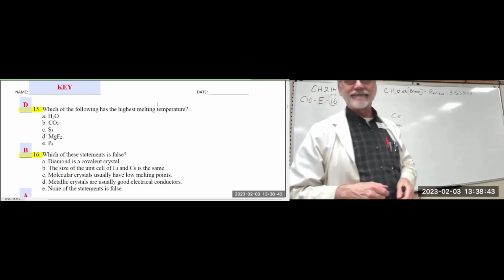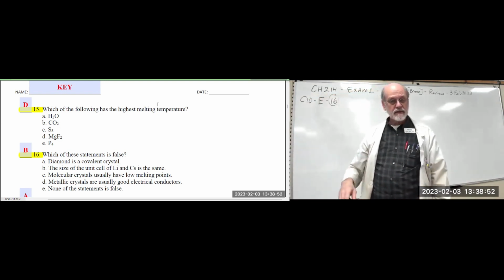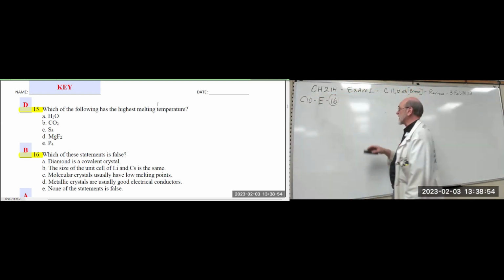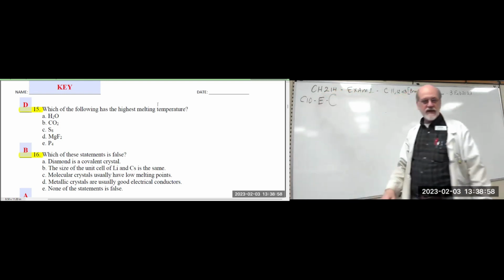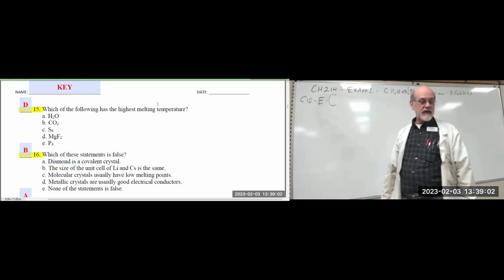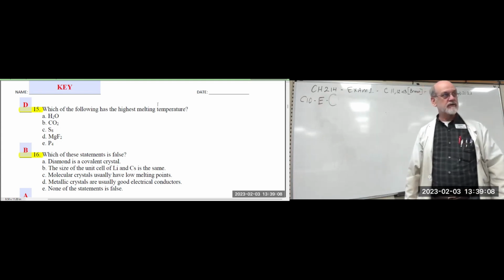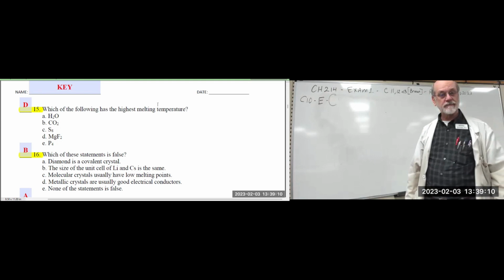Okay. So that's the false one, B. The size of the unit cells is the same is not true. They're different size cells. And since we did find a false one, then E can't be true and we can stop there. You could go on and look at the others, but there's no need because we just answered the question.